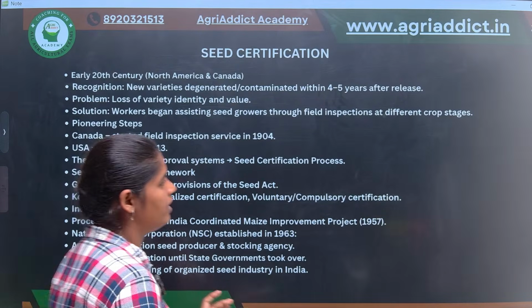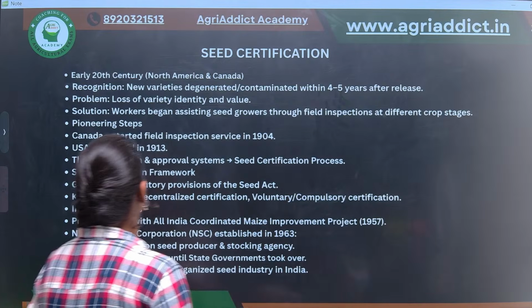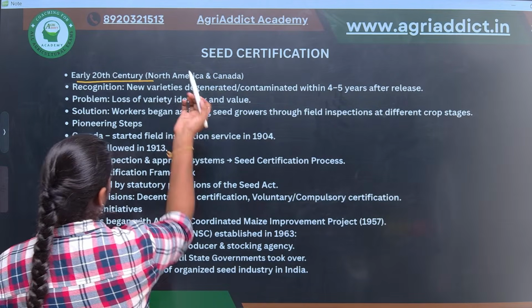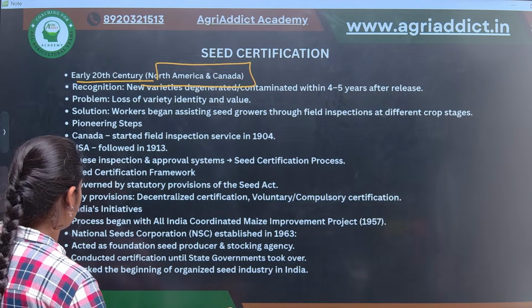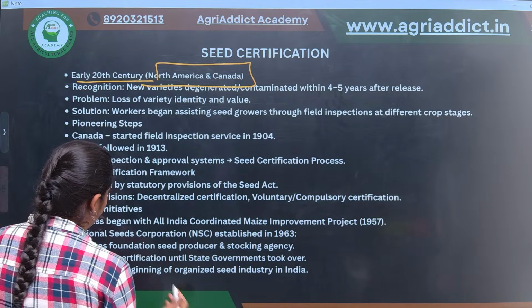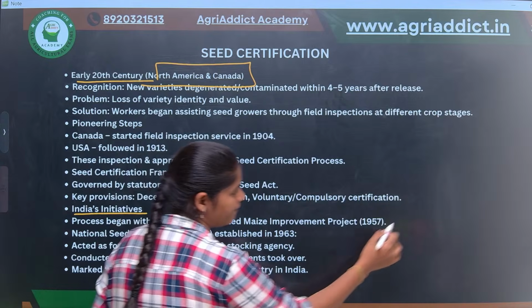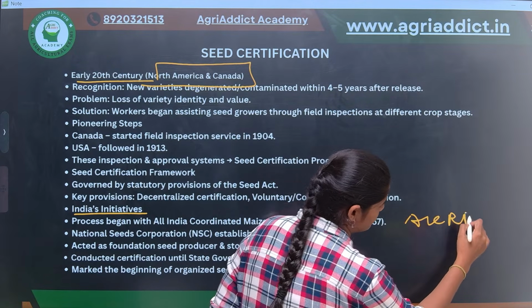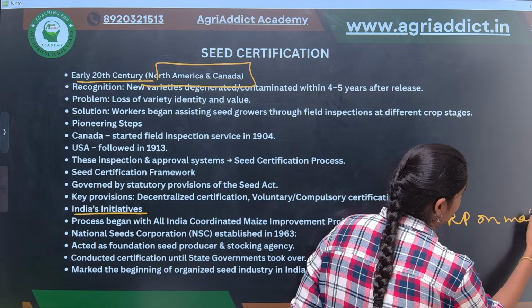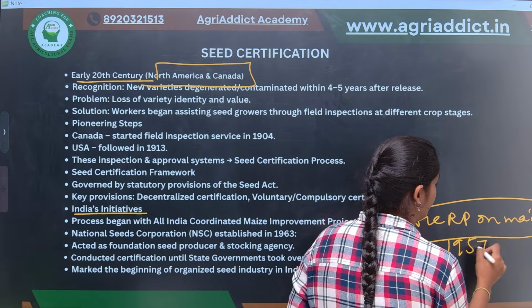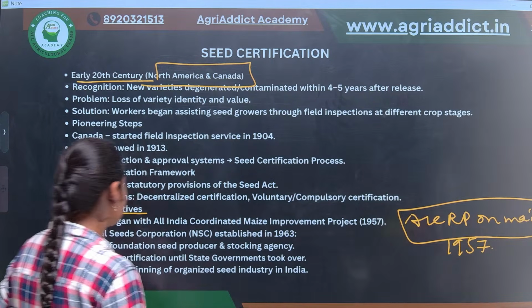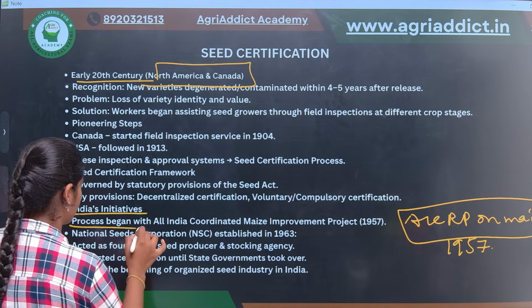Okay. Let's come to seed certification. As I told earlier, in the early 20th century it started in North America and Canada. We all discussed that. In India, how did it start? In India, it started with the ACRP on maize, in 1957. With this project, the process began.